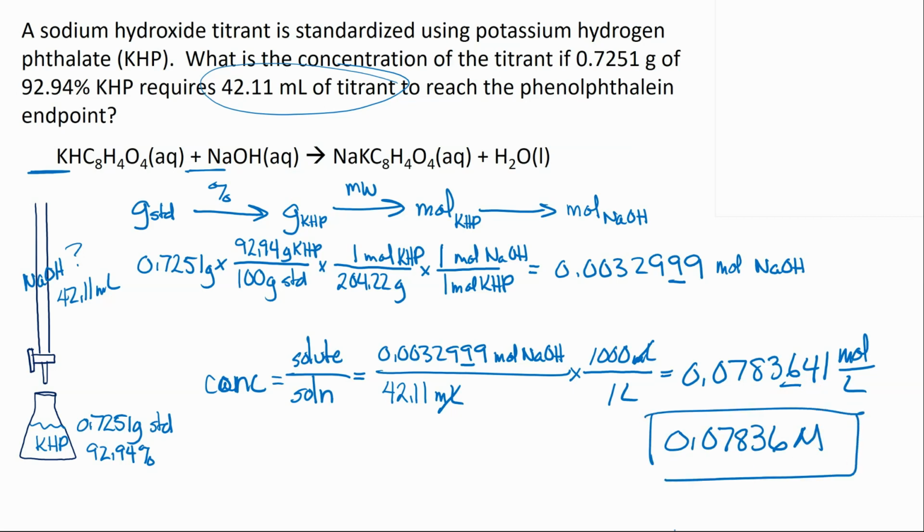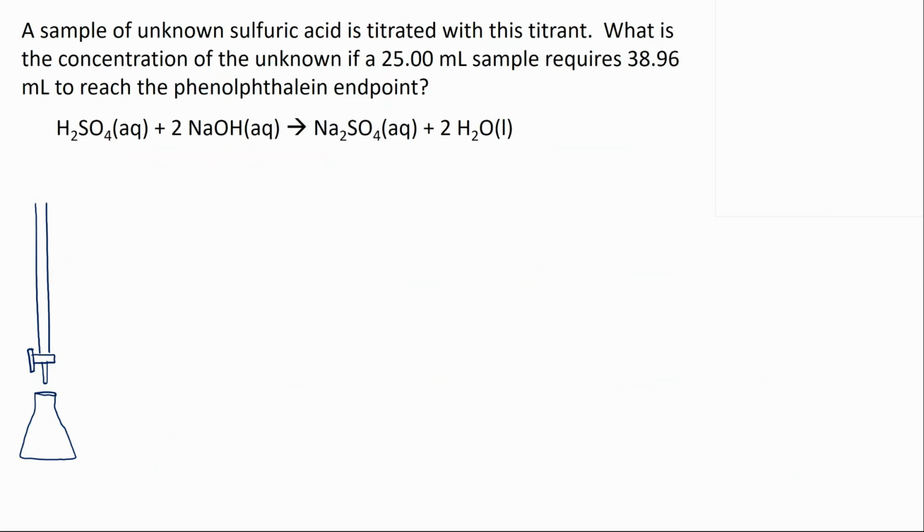So this is a standardization titration. We have a known amount of standard. We're determining the concentration of titrant. Typically, after you do that standardization titration, you'll use that standardized titrant to measure the concentration of an unknown. In this case, the unknown is going to be sulfuric acid.